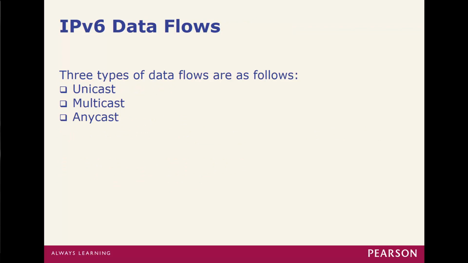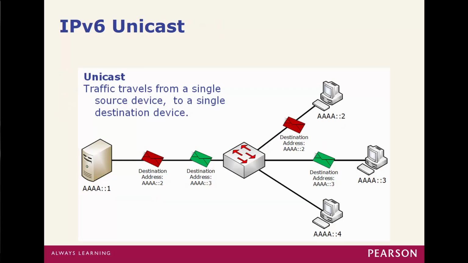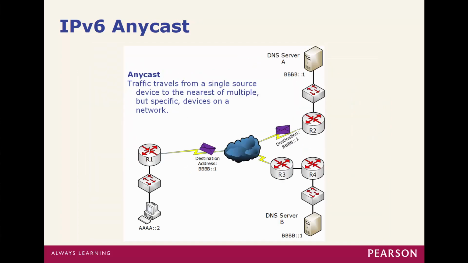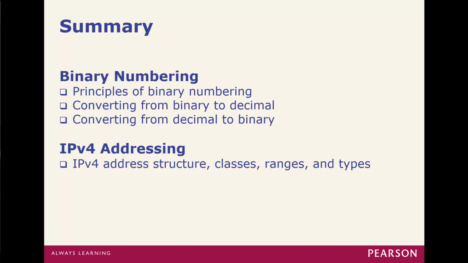In IPv6, we still have unicast and multicast, but now we have anycast. Unicast is the same. Multicast is the same. Now we have anycast, where traffic travels from a single source device to the nearest of multiple but specific devices on a network. So similar to a broadcast, but not the same. That's actually it for this chapter. Again, go back for subnetting. We need to understand subnetting back and forth so that we can really dive deep into our networking concepts.